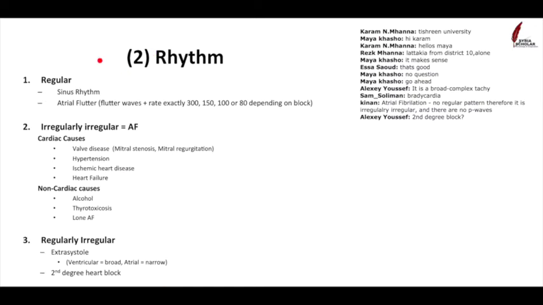So in summary, when we look at the rhythm section, it's either going to be a regular rhythm, which is sinus or atrial flutter with those sawtooth waves. It's going to be an irregularly irregular rhythm, which is completely random with no P waves, and that's atrial fibrillation. Or it's going to be a regularly irregular rhythm, which will be things like second-degree heart block.